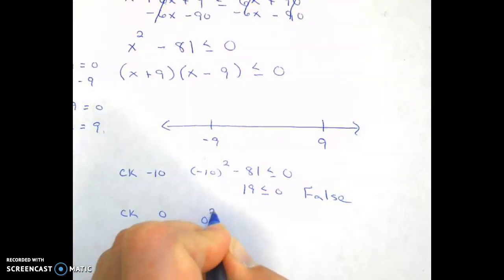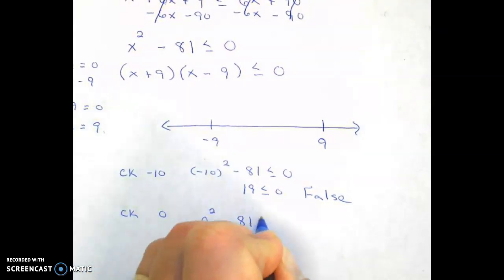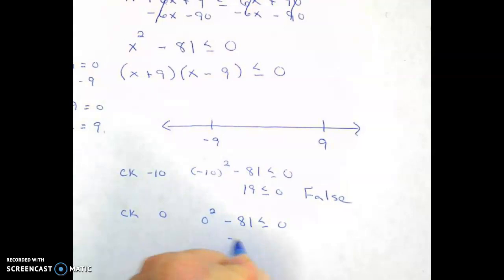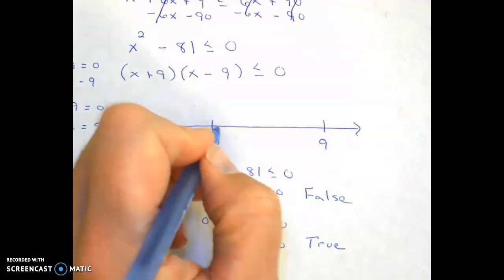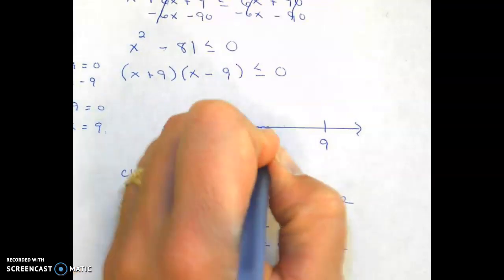So we get 0 squared, and this comes up to be -81. Well, that's a true statement. -81 is less than 0. So we know we can shade between the two roots.